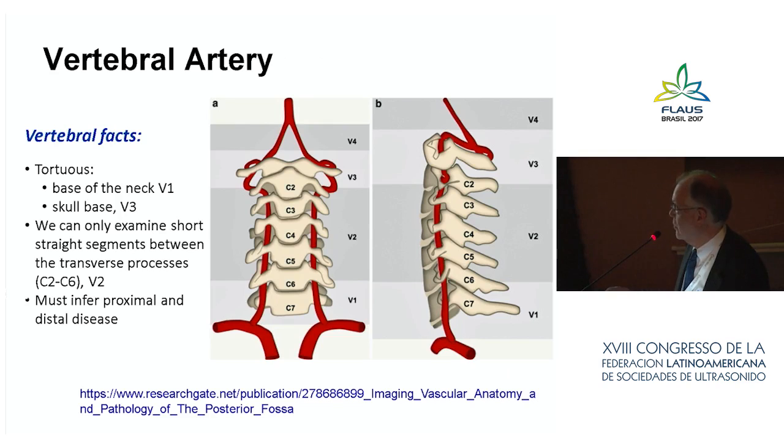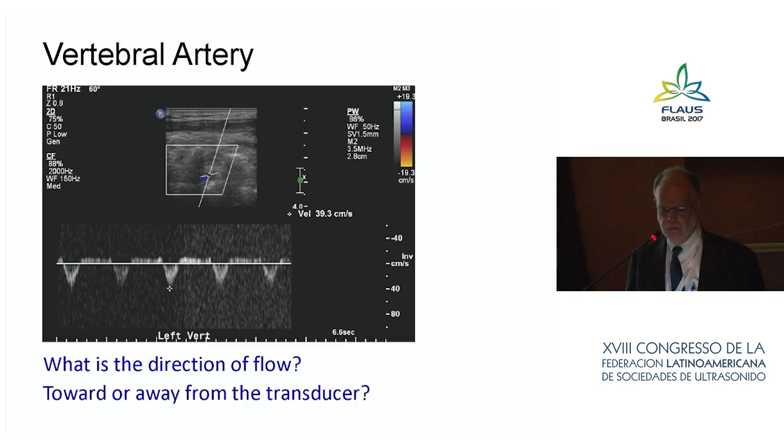We can only see the vertebral artery within the transverse processes between C2 and C6. This is the V2 segment. Both proximal and distal to that, it's possible to insonate the vertebral artery, but the artery is so tortuous, it's difficult to make heads or tails of it in most patients. So we have a limited view of the vertebral.